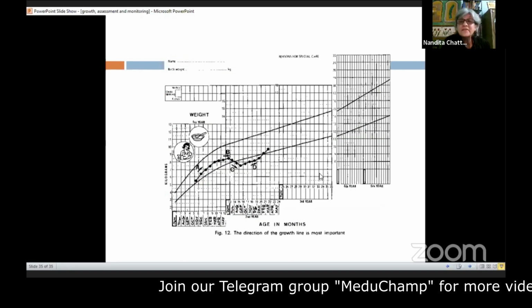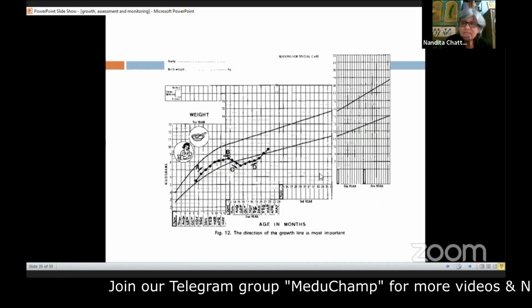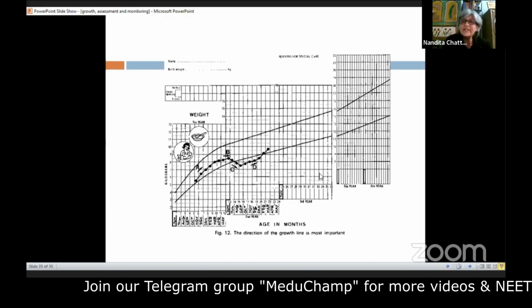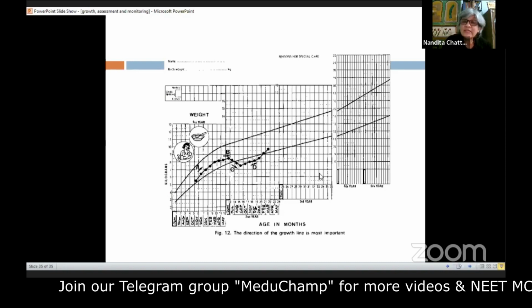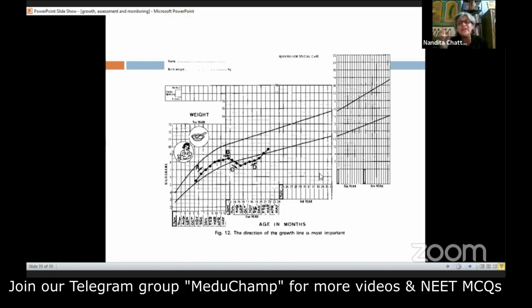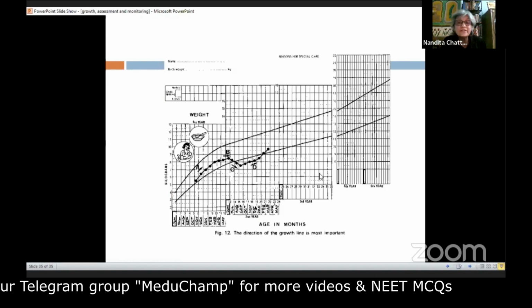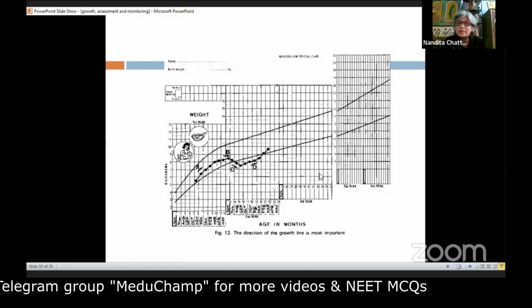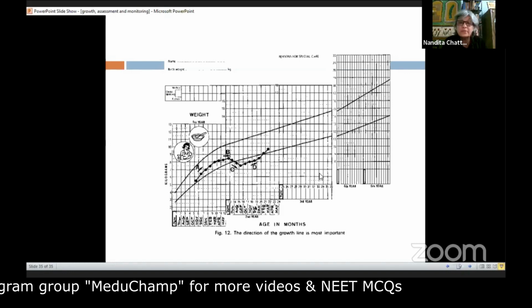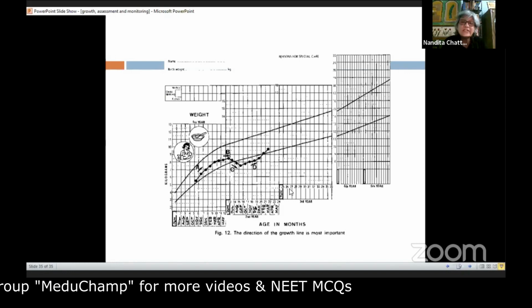So here is the monitoring card, health card with the weight plotted, which will give you a clear idea to explain all the factors I had mentioned, the importance of malnutrition. So you can see it here. This little child has been coming to the health center every month and the weight has been taken regularly. What was happening? You see these two lines?